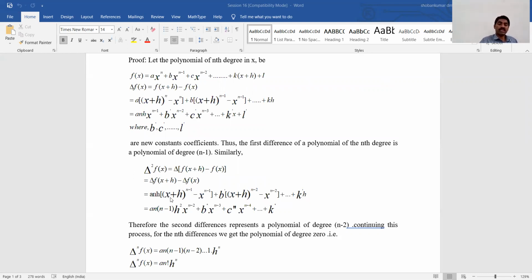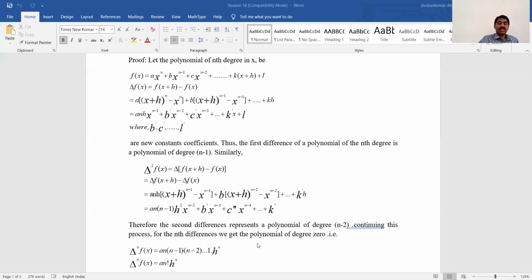Now again expanding (x plus h) all to the power n minus 1 and (x plus h) all to the power n minus 2 using the binomial theorem and simplifying, we get a n into n minus 1 h square x to the power n minus 2 plus b dash x to the power n minus 3 plus c double dash x to the power n minus 4 plus and so on plus k double dash. Therefore, the second difference represents a polynomial of degree n minus 2.